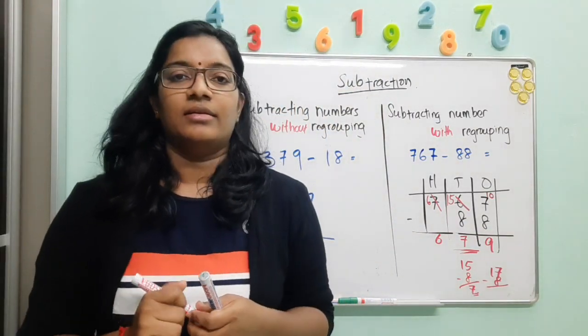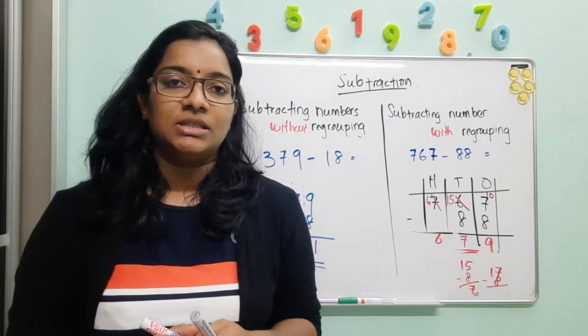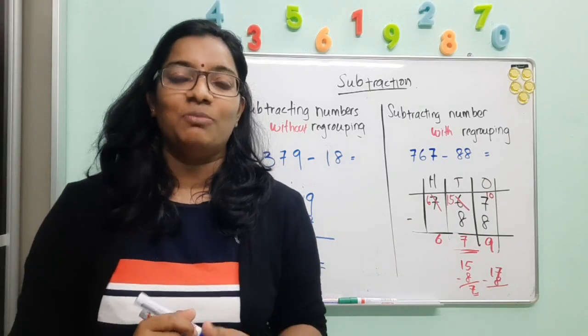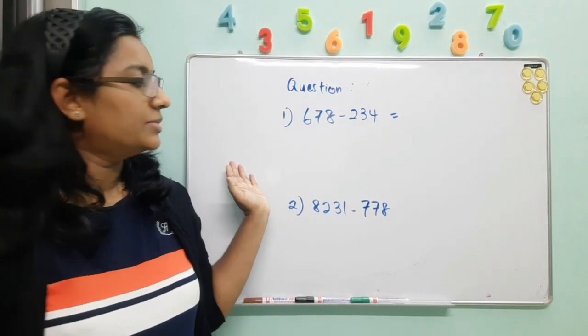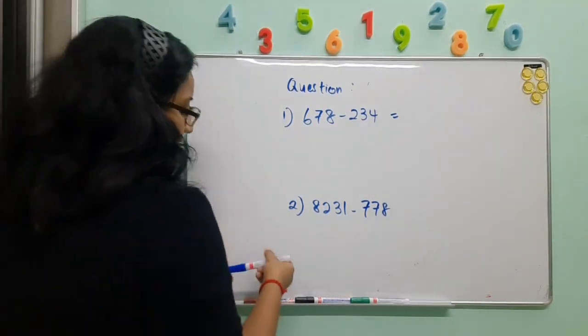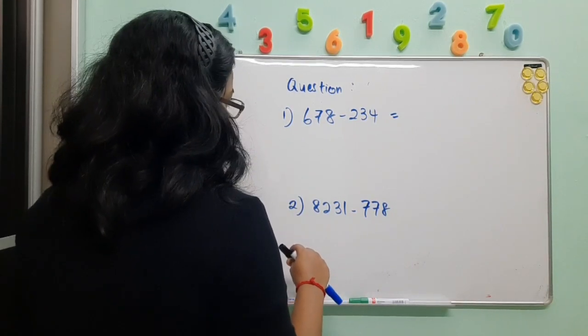Let's look at a few questions, then you will get a clear picture of with regrouping. I will show with more questions. Two questions over here. Let's do question number 1. 678 minus 234.